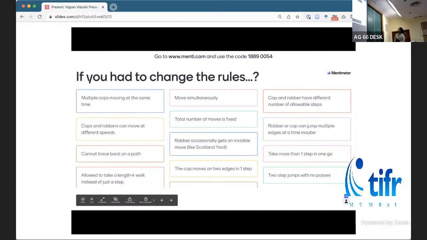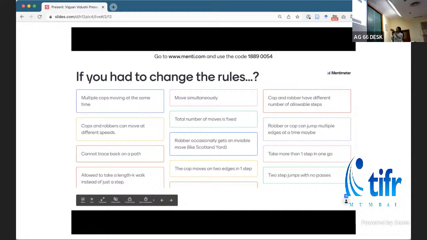All right, let's take a look. Multiple cops moving at the same time is okay. So that's beyond cop win, that's like the cop number, I think. Cops and robbers can move at different speeds. It's a great suggestion. Cannot trace back on a path, which probably means that if you have already taken an edge at some point, then you can't take it again. Allowed to take a K length walk instead of just one step. Two edges in one step, which is kind of related. Robber occasionally gets an invisible move like Scotland Yard.